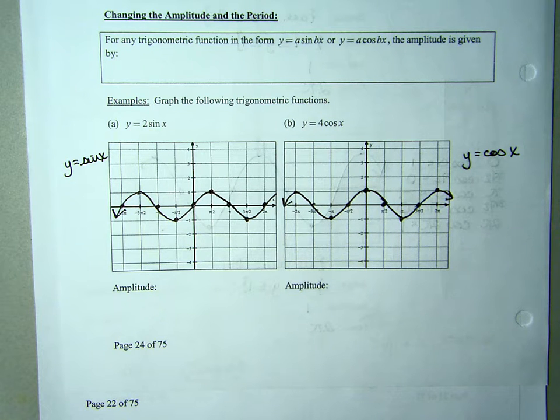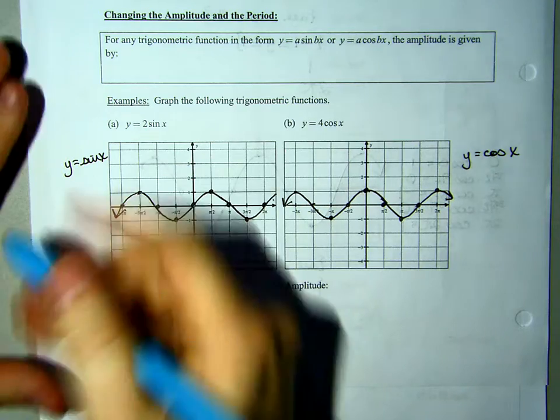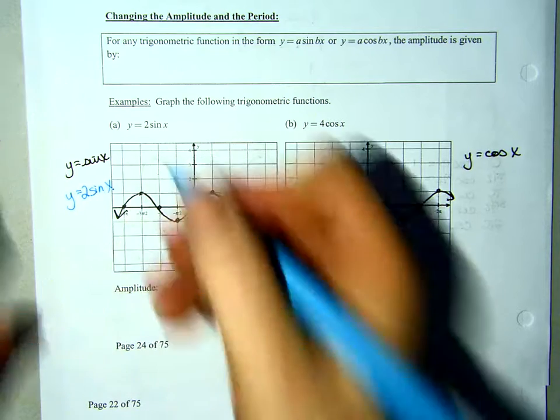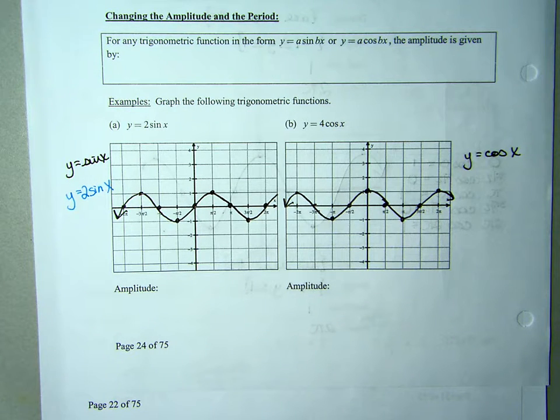Okay. Go back to letter A. Back to letter A, even if you're not done getting the parent functions in there. You know what? You already know this. If we want to graph y equals 2 sine x, raise your hand if you think you can tell me what that 2 will do to this.